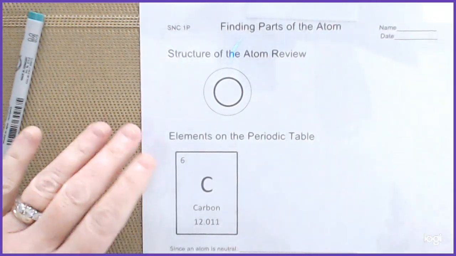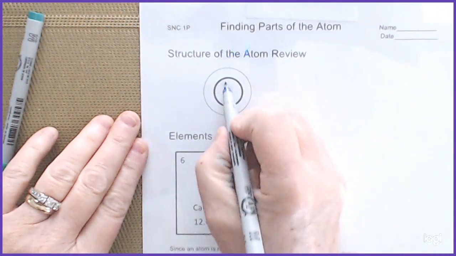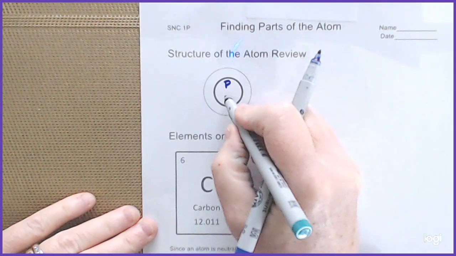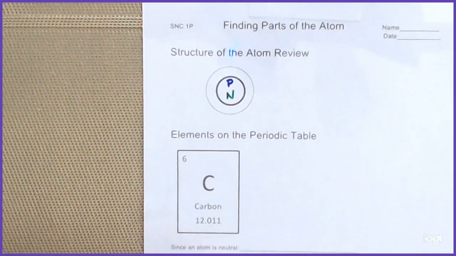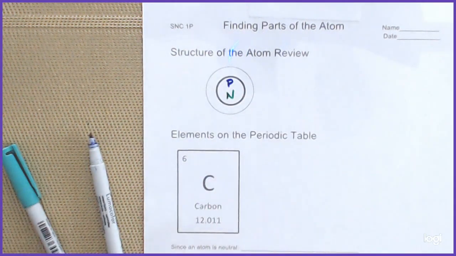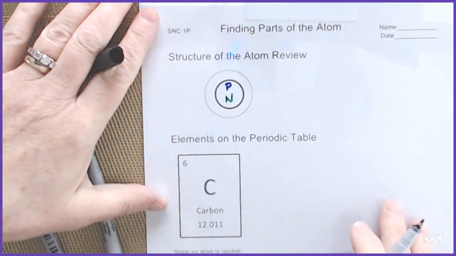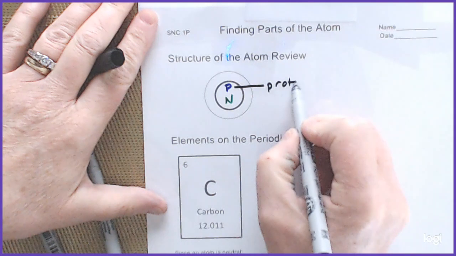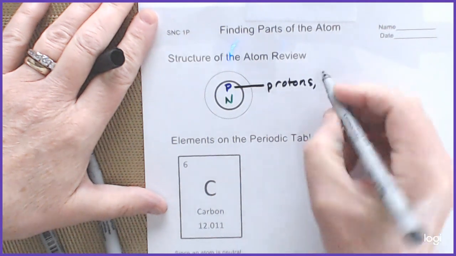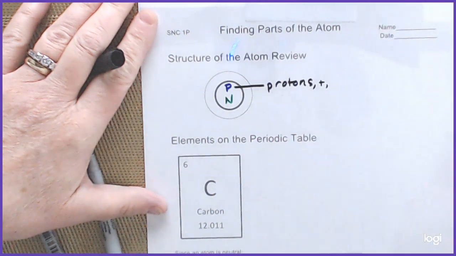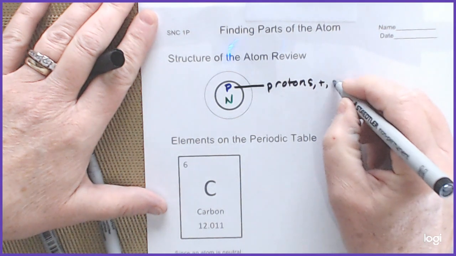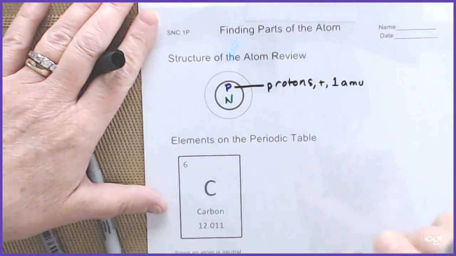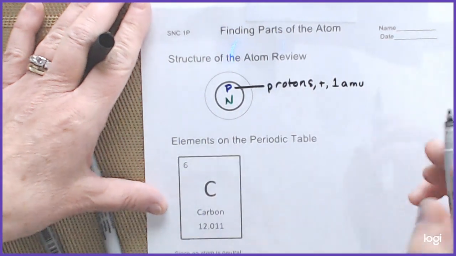So if you remember, in the center of the atom, we would find the protons. Also in the center of the atom are our neutrons. And let's put a little bit of information next to this diagram so that we remember a little bit about these particles. So our protons have a positive charge, and they're so small they have a mass of 1 atomic mass unit. They're so small we can't even measure them in grams.